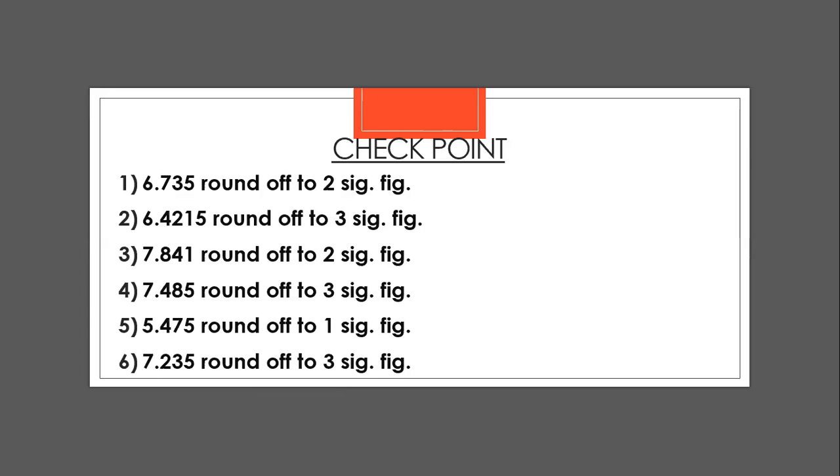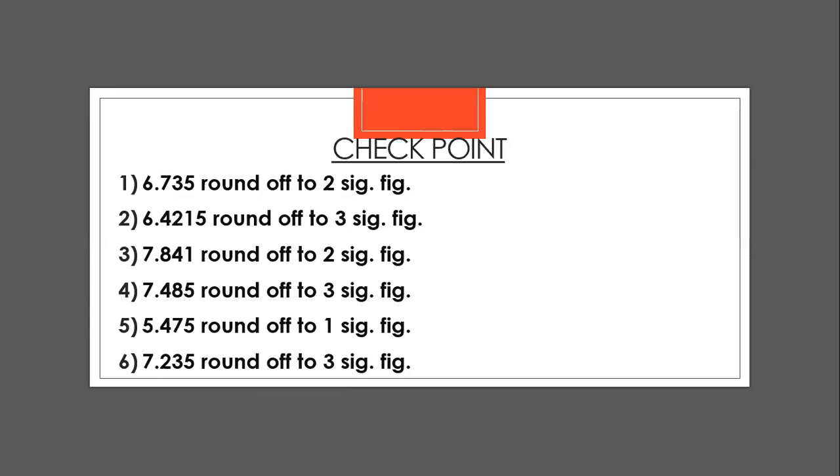See the fourth question. 7.485. 7.485 has 4 significant figures, and you have been asked to round it off to 3 significant figures. It means 7.48. You have to drop 5. You will circle 5, and then again you will underline 8.